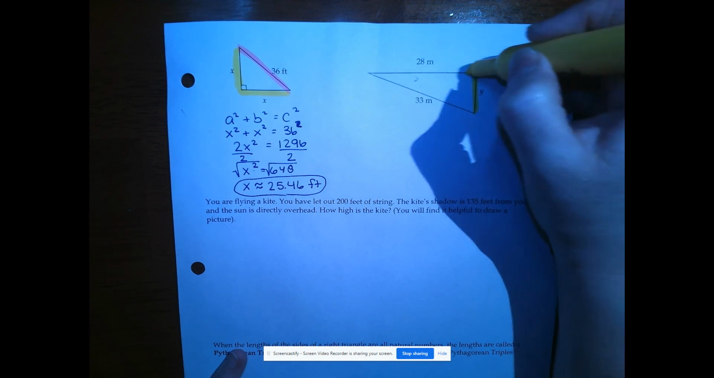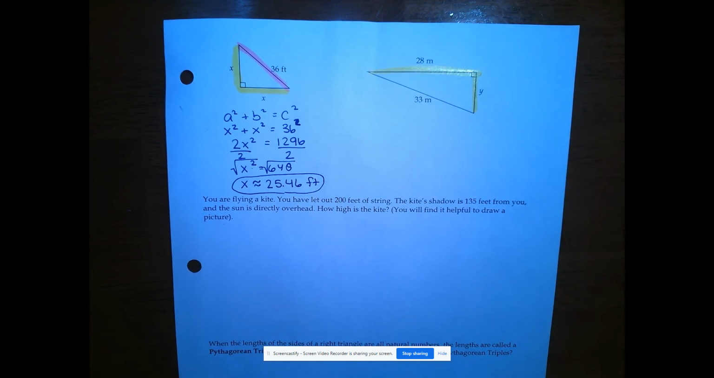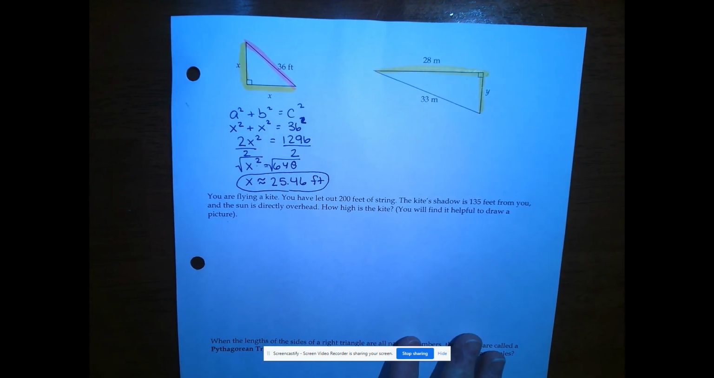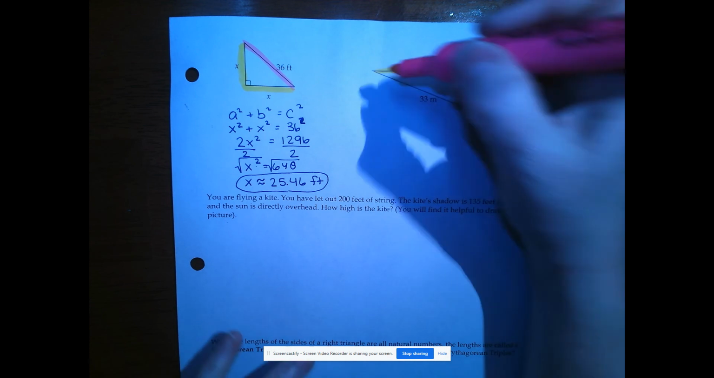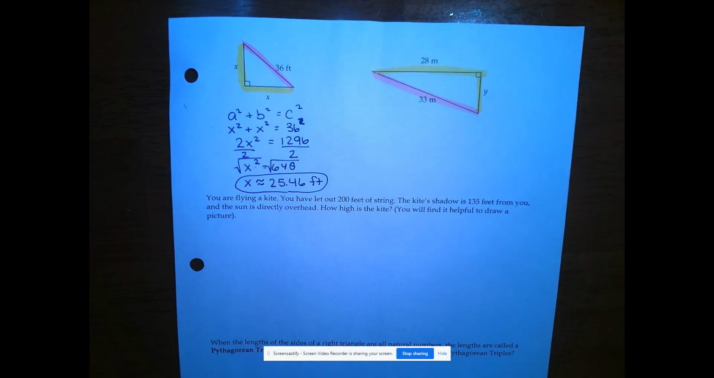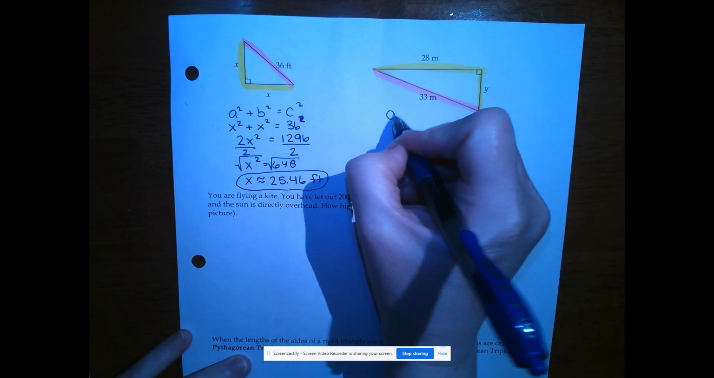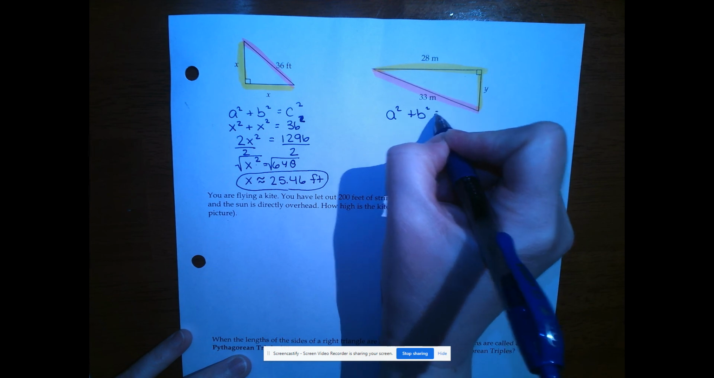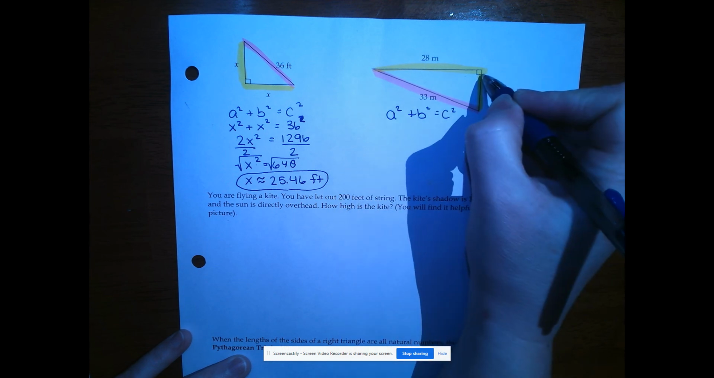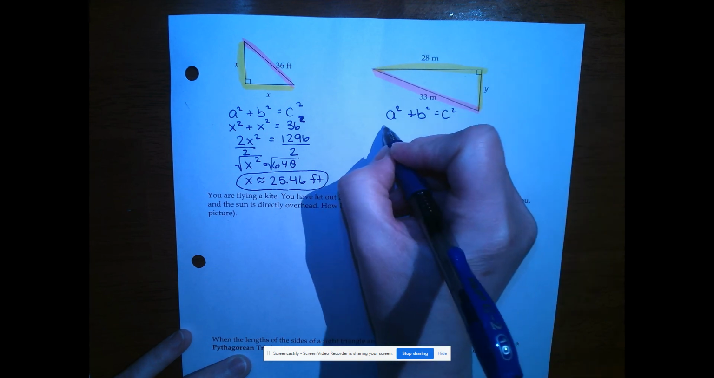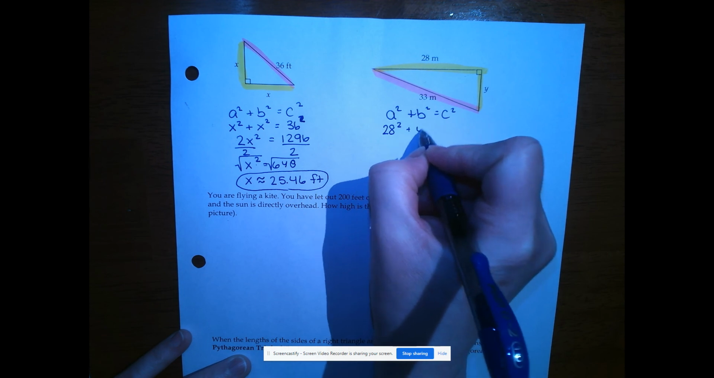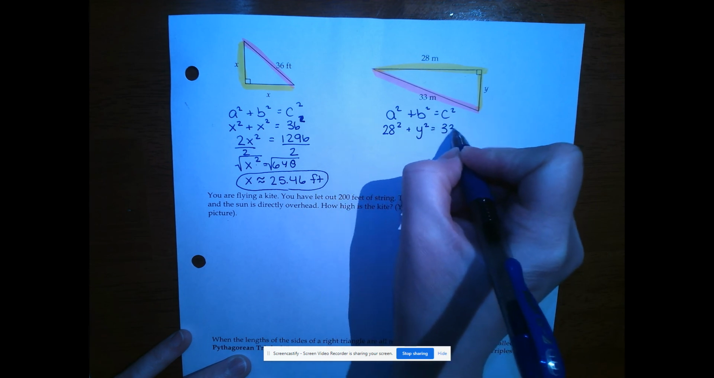The remaining one over here, I'm going to identify my legs. They are the ones touching the right angle. It's 28 and y, so this one has a missing leg. I also know the hypotenuse on this one, the 33. So a squared plus b squared equals c squared. Because it's a right triangle, I know to use that formula. I'm going to have 28 squared plus y squared equals 33 squared.